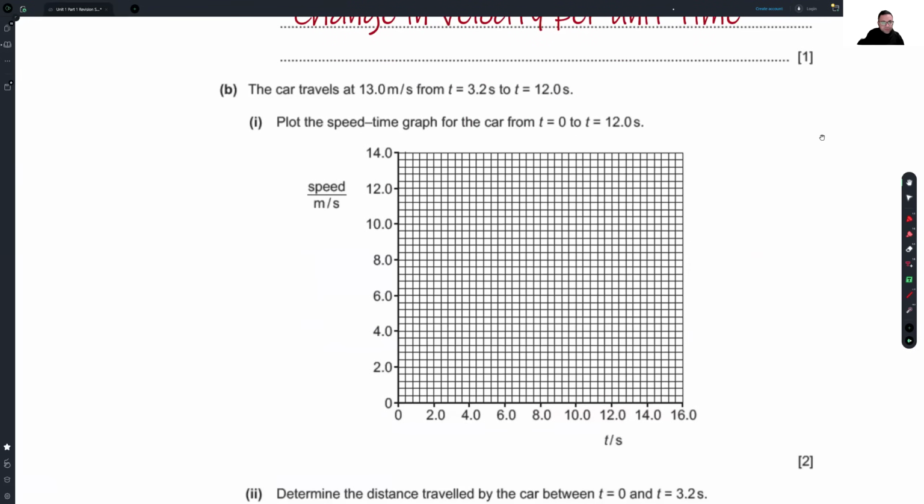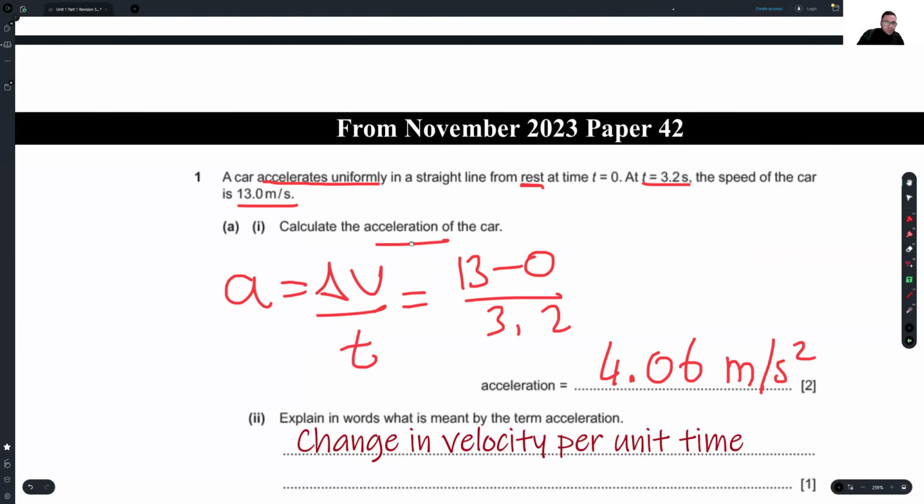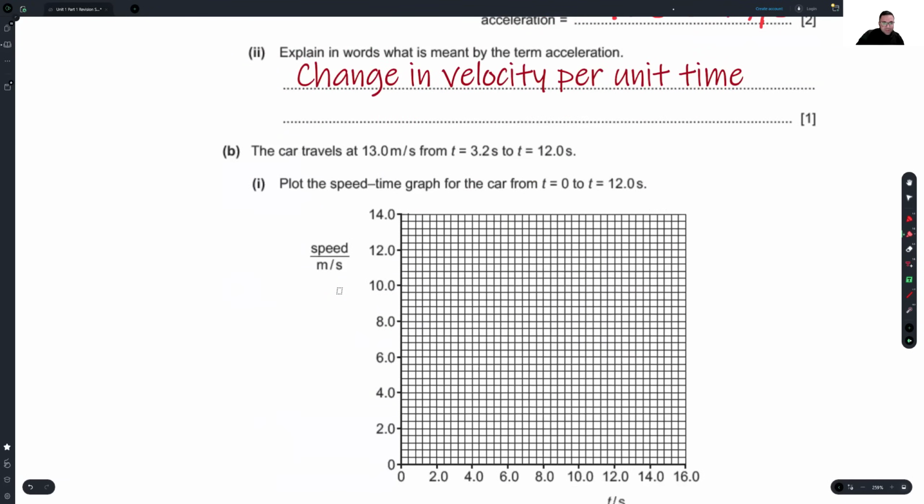A car travels at 13 meters per second from 3.2 seconds to 12 seconds. Look at this. Keep in mind, earlier in the question, it accelerates uniformly from rest, but at 3.2 seconds, the speed is 13. So it accelerates until it's 13, but then it continues to travel at a constant 13 from 3.2 to 12. Plot the speed time graph for the car.